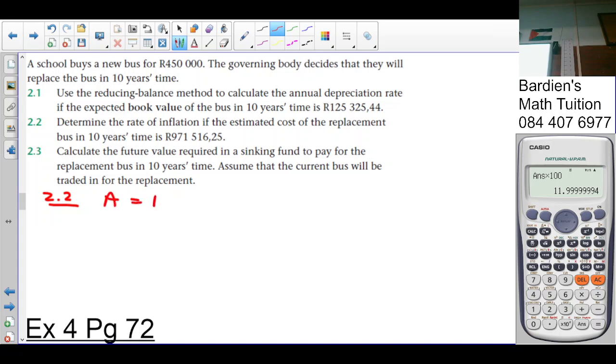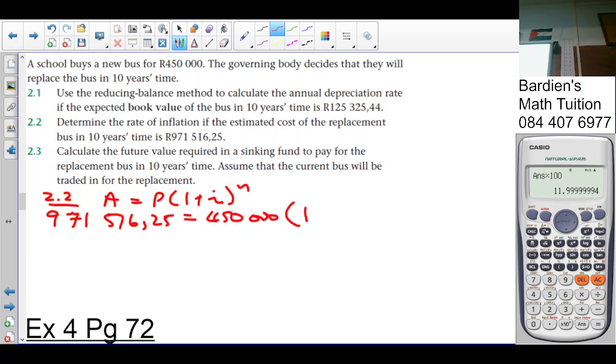Inflation follows the formula A is equal to P into 1 plus i to the exponent n. The expected price of the bus in 10 years' time is 971,516 rand and 25 cents. The current price of the bus is 450,000 rand, into 1 plus i, which is what you're calculating, to the exponent n, which is 10. So you first divide by 450,000, then take the 10th root, then minus 1. So i is going to be the 10th root of 971,516.25 divided by 450,000, minus 1.